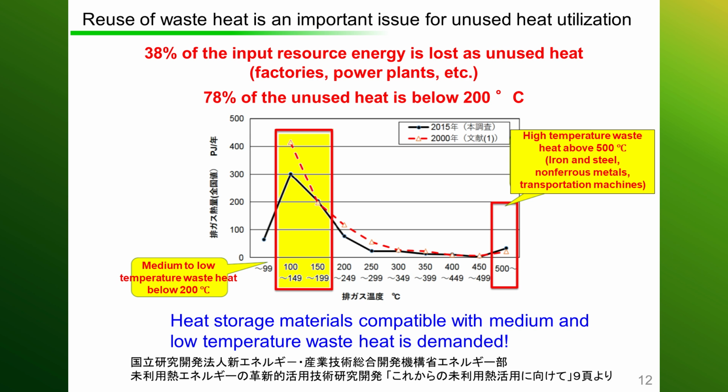When the temperature of waste heat is high, such as above 500 degrees Celsius, it can be used with thermoelectric conversion materials. However, when the temperature is below 200 degrees Celsius, the waste heat cannot be utilized and is currently discarded, being discharged entirely into the atmosphere or seawater. Thus, it is desirable to develop materials compatible with medium and low temperatures.